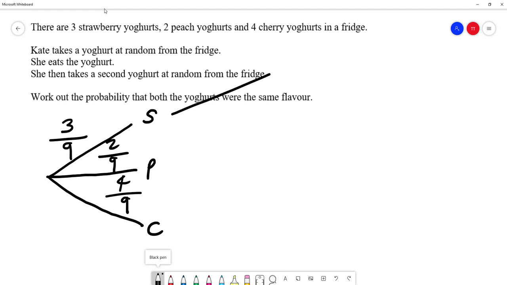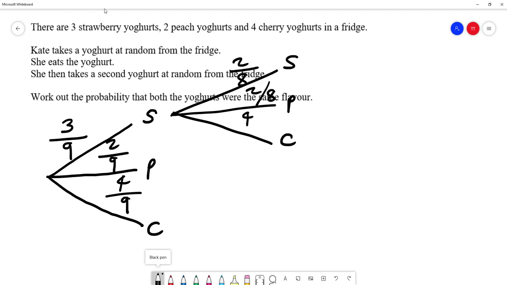So the technique here is we deliberately choose the same yogurts again for the second selection. So originally she had 3 out of 9. She's eaten 1 yogurt, so she's only got 2 out of 8. So the other ones remain unchanged. So that's going to be 2 out of 8, and that's going to be 4 out of 8.